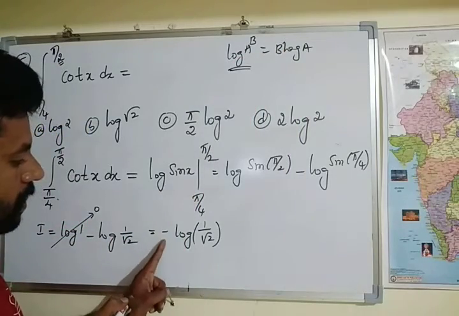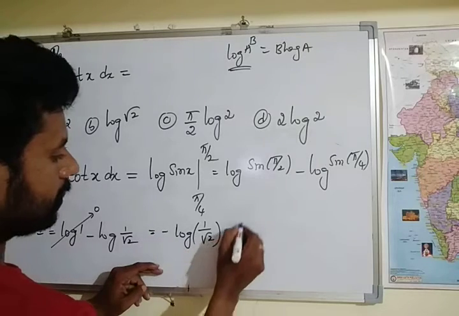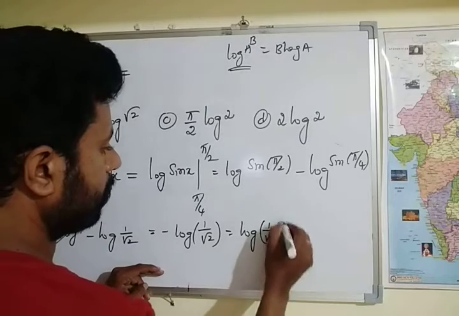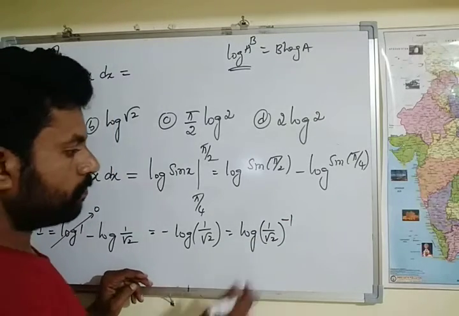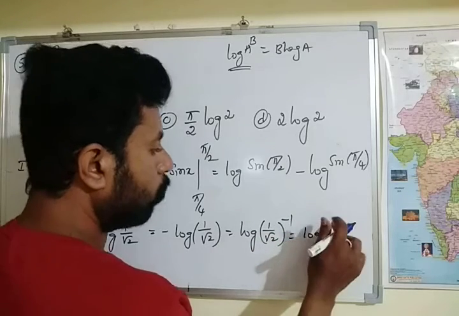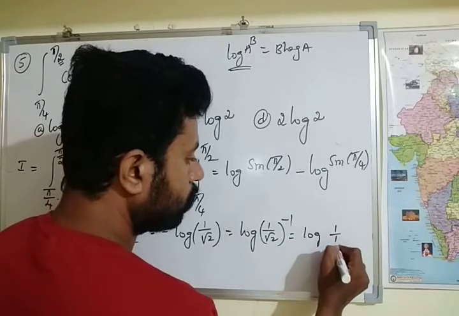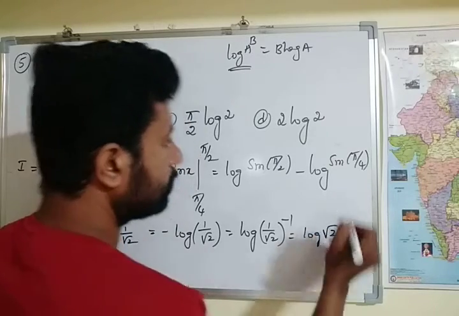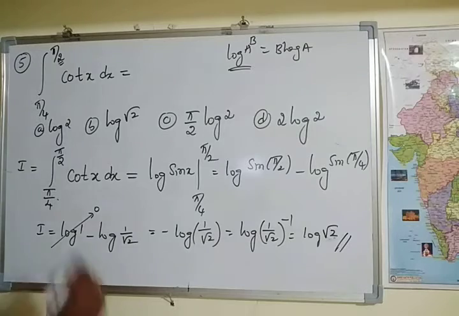Now here we have minus 1 form. This result can also be written as log of 1 by root 2 to the power minus 1. See, log of 1 by root 2 to the power minus 1 can be written as log of 1 divided by 1 by root 2. Reciprocal of that result can be written as log of root 2, base is understood. Option B is correct.